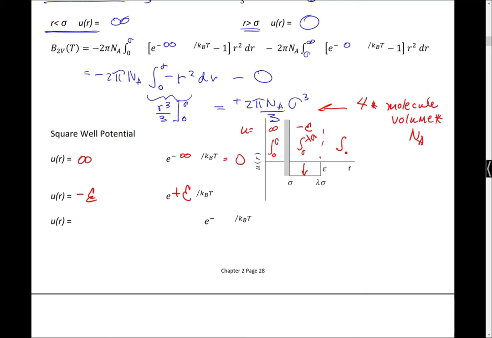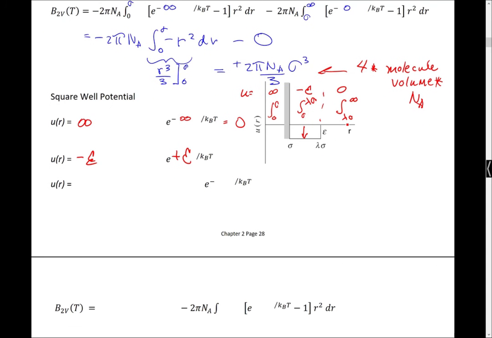And this will be the integral from lambda sigma out to infinity. And in this case, our potential is equal to 0. And what we've seen previously is that that integral goes to 0 because we have no interactions between our particles, keeping in mind that the second virial coefficient is reflected by the interactions between particles. So in that last region, the potential will be equal to 0, and then we have e to the minus 0, which is going to be the same as 1. All right, so because we have three regions with distinct potentials, we have three integrals to worry about.